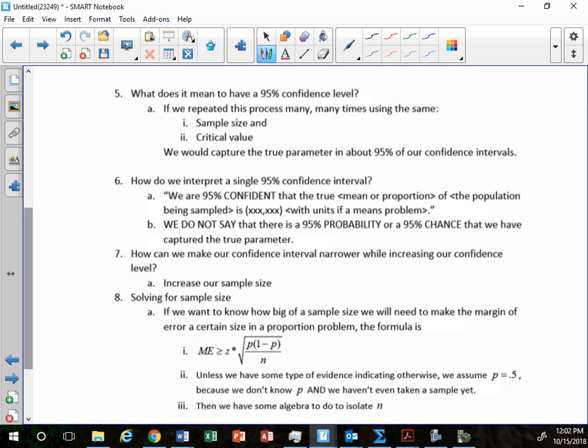So if you did 100 samples of the M&Ms and you were 95% confident in the interval that you created, that means about 95 of those 100 intervals would capture the truth. You're creating this little window, and 95% of the time that window will contain the truth. We'll do it with the M&Ms too, and I think that will help you.